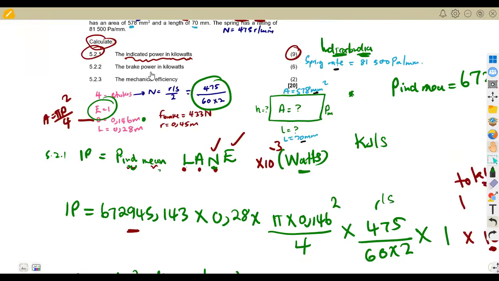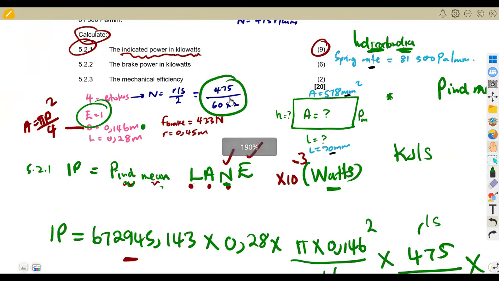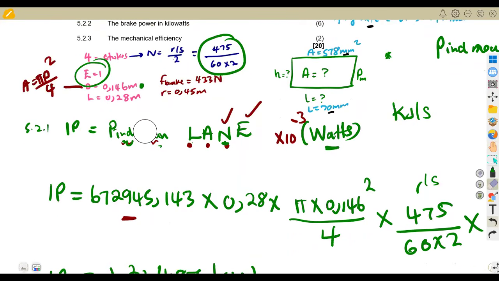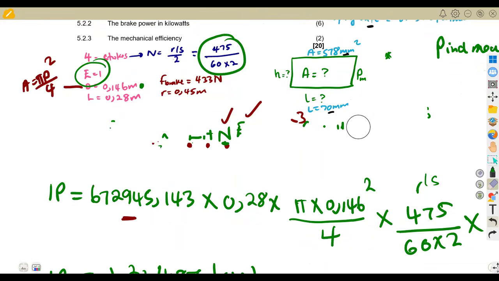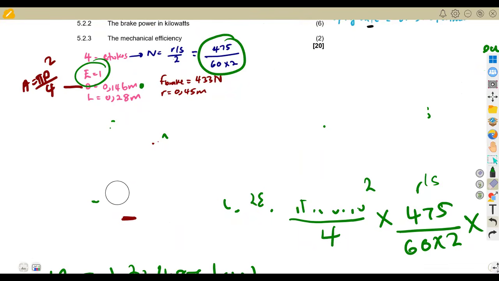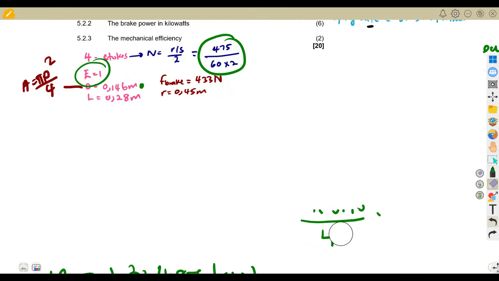Now they want us to calculate the brake power in kilowatts. The brake power. So we were given something about the brake, the F brake, this and that. All right. So I'm just going to remove this part. Remember, guys, we have this. I'm just going to write the answer so that I utilize this one. We are not going to need this anymore. So let's just remove this part. Sorry for this, guys. I want you to understand me.